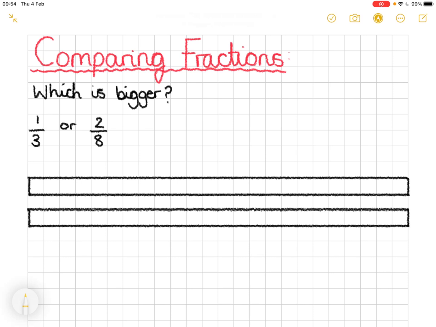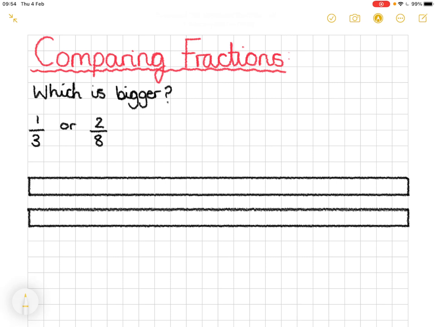In this video, I'm going to show you how to compare fractions when they have different denominators. So we've looked at comparing fractions before, but this time we are going to use the lowest common denominator to help us compare these fractions. So we're trying to work out which is bigger, 1/3 or 2/8. So I've got my fractions written here, and we'll come to the models that I've drawn in just a moment.